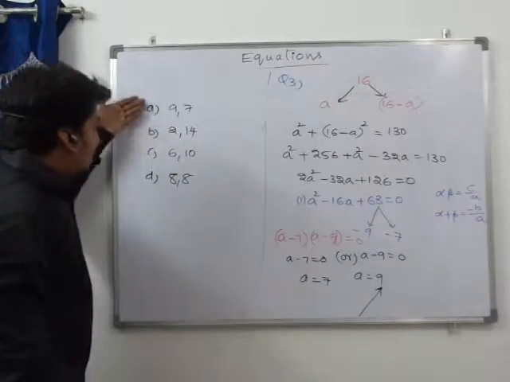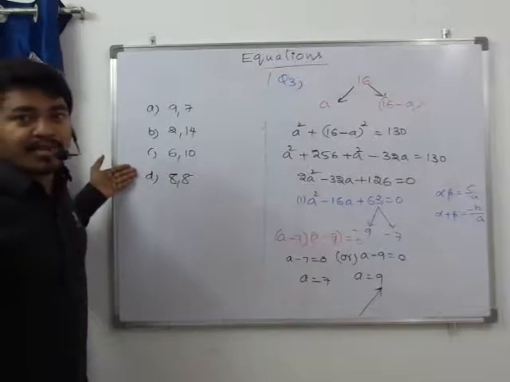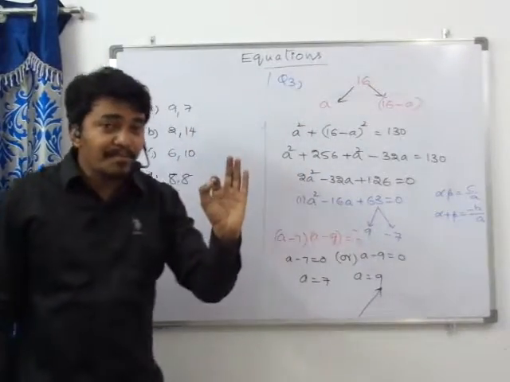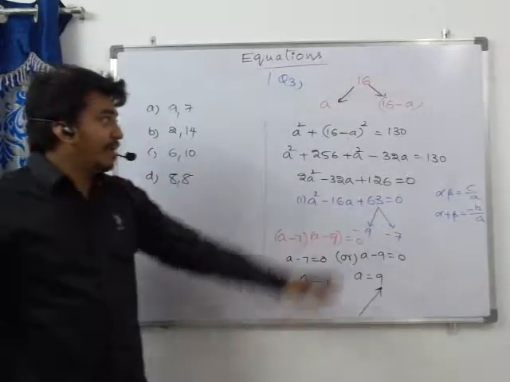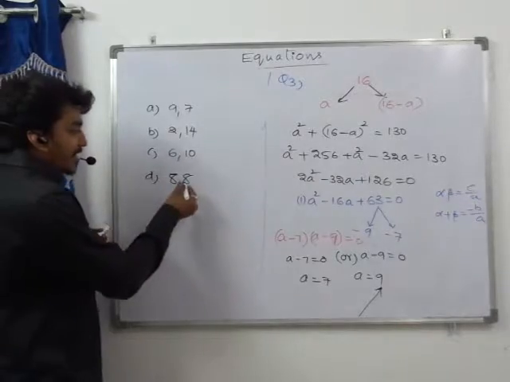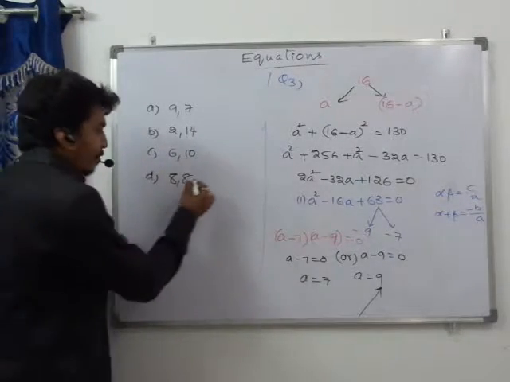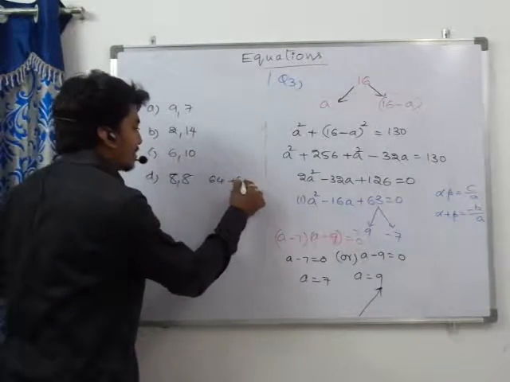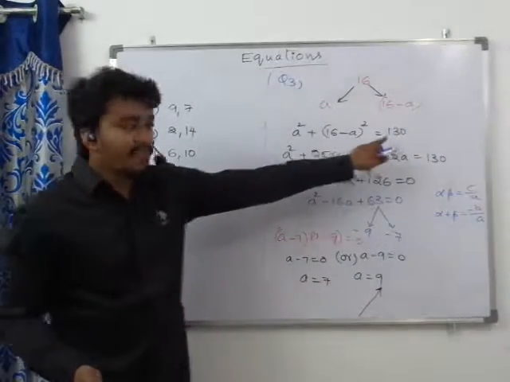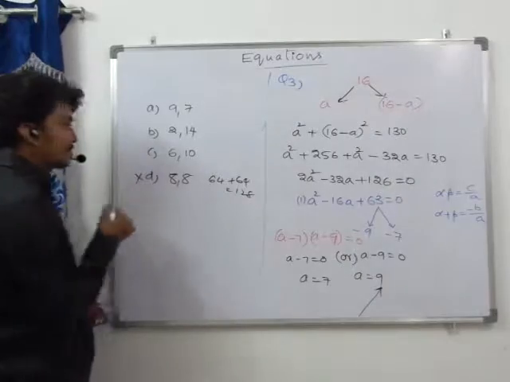If you see all the options, the sum of the numbers is 16 as given. But the sum of squares of the numbers has to be 130. So 8 plus 8, 16 satisfies. What is 8 square plus 8 square? 64 plus 64. This is 128, no? Is it satisfying 130? No.